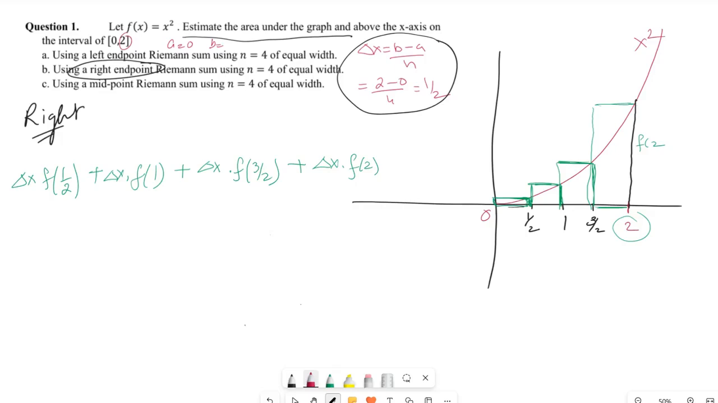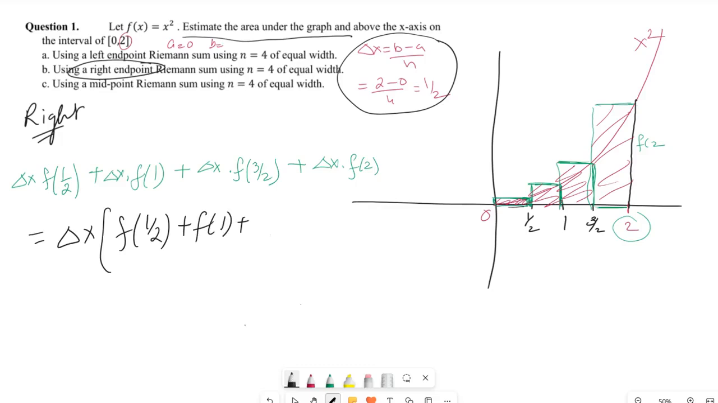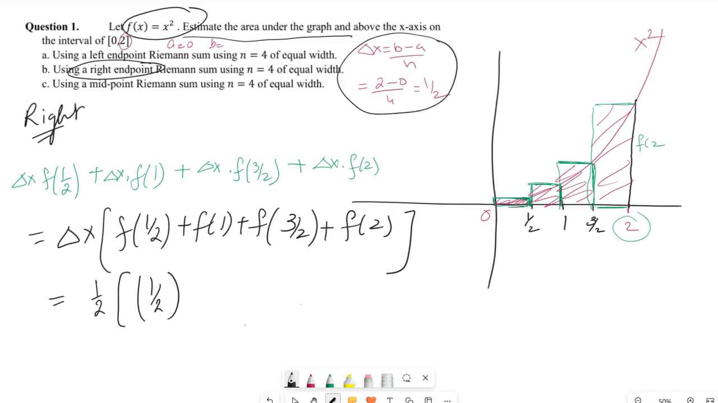So now we are estimating the area under the curve using these rectangles, right? They are a little bit more, but they are approximately close to that. Again, delta x can be factored out. f of half plus f of 1 plus f of 3 by 2 plus f of 2. f is x square, so that is delta x times half square plus 1 square plus 3 by 2 square plus 2 square.